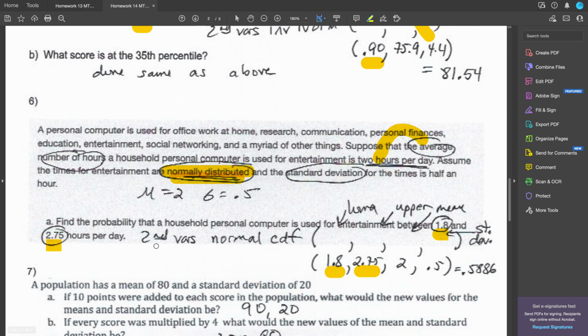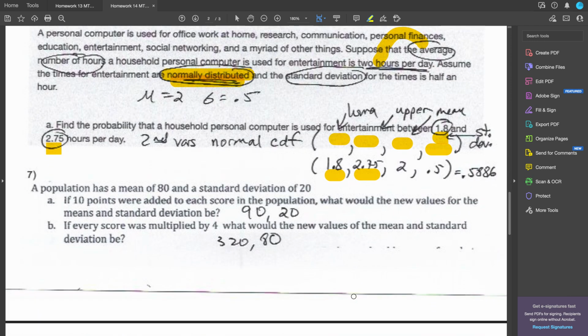So we know that's the area under the normal curve, so second VARS, normal CDF, and it always goes lower, upper, mean, standard deviation. Lower, upper, mean, standard deviation. The lower is 1.8, the upper is 2.75, the mean is 2, and the standard deviation is 0.5. And when you do that, it'll tell you 0.5886. So remember, lower, upper, mean, standard deviation.